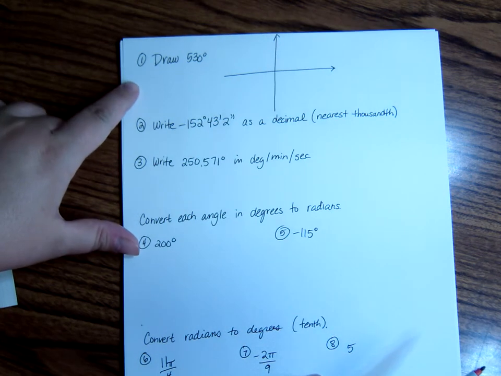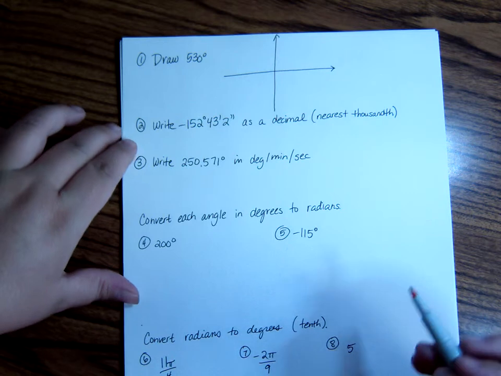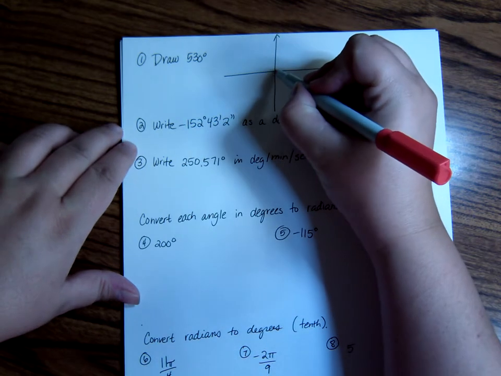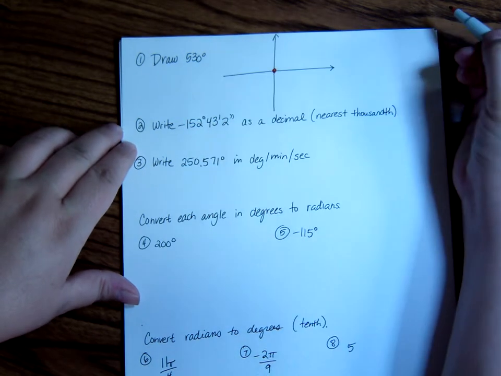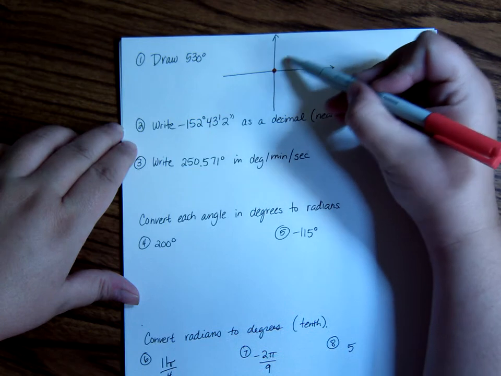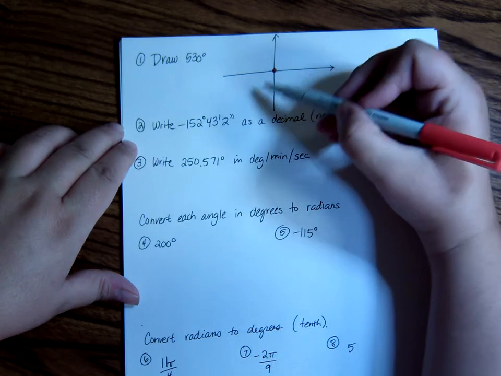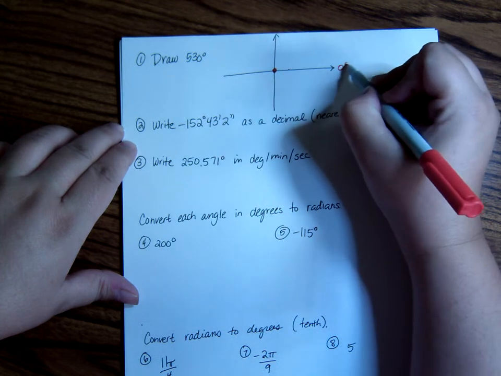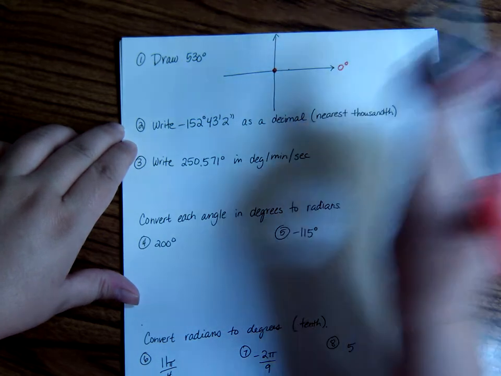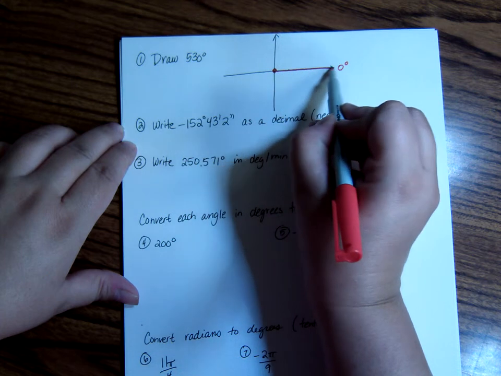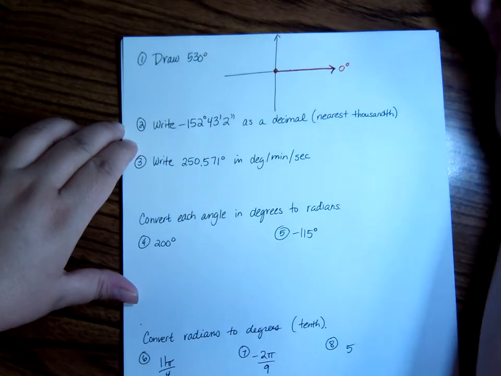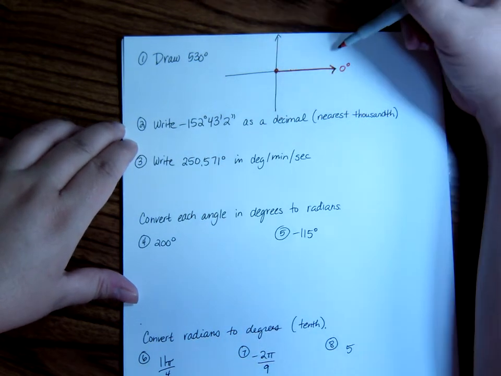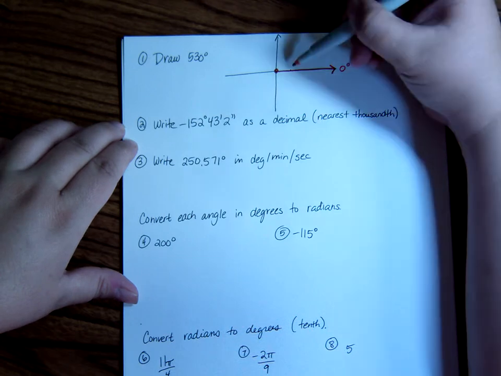Okay, it says draw 530 degrees. First off, remember that you're starting your ray at the origin. So it's going to go from here and point out in whatever direction 530 would go. So I'm going to start at 0. Always start at 0, which is to the right. And this is always your initial side of your angle. And then to find out where the other side is going to go, you're going to go around.